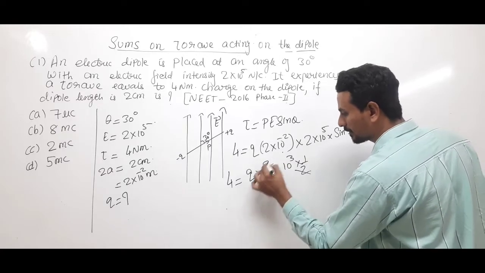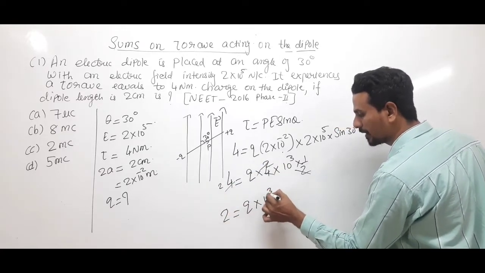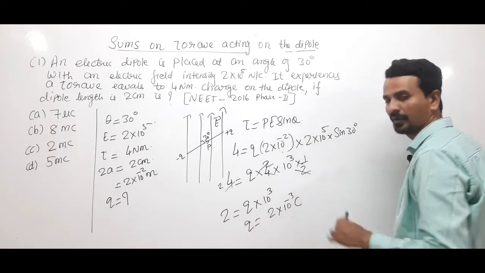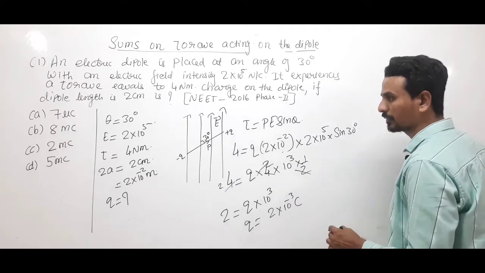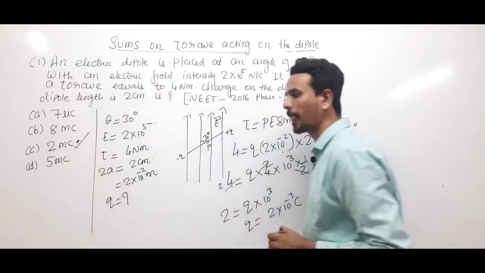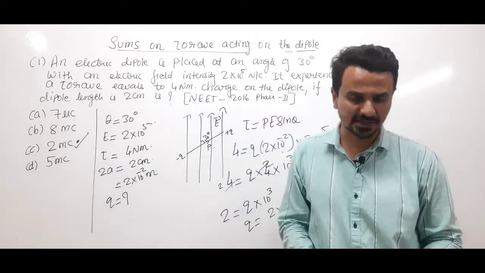Right, so this will get cancelled over here. So 2 is equal to q into 10 raised to 3. So q is equal to 2 into 10 raised to minus 3 coulomb. This is the charge, so 2 millicoulomb will be your answer. Got it? Clear? So this will be the charge on the dipole. Fine. The next one.